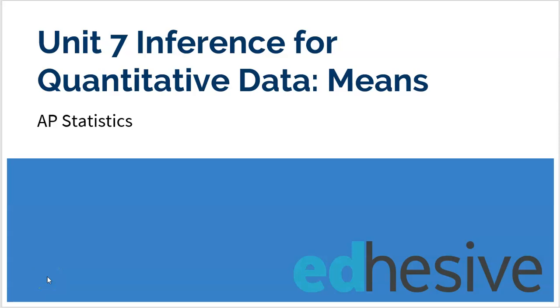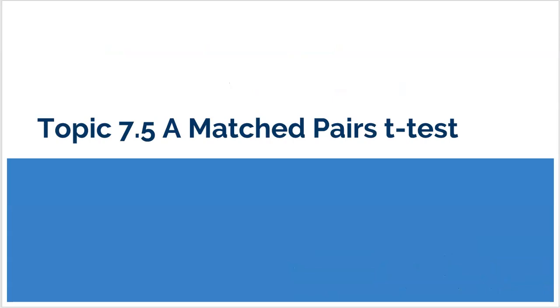Welcome to Unit 7, Inference for Quantitative Data, with an emphasis on means. This is a special topic, 7.5. This is really just an extension of topic 7.5 over a matched pairs t-test. Back in 7.4 and 7.5, I did mention and talk about a matched pairs t-test, but I can't emphasize how important this special type of test is. So that's why I've made a whole separate video of it, just to make sure that everybody completely understands it.